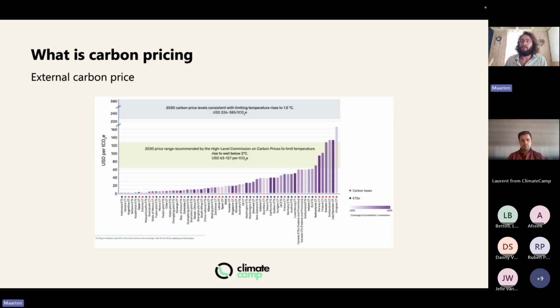But they also calculated what it would take to keep it below 2 degrees Celsius. And then we are talking about a price range between 63 and 127 per ton CO2 equivalent. As you can see here, a lot more carbon taxes and ETS systems already fall between this price range. The EU ETS system, for example, does as well.